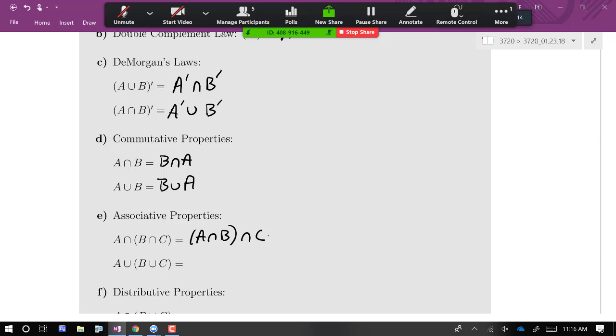The operation is the same, right? So it's intersect, intersect, intersect all the way through. We get that same property with the union. So we get A union with B union C. That should be the same as A union B first and then union with C.